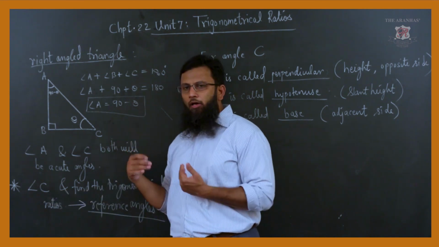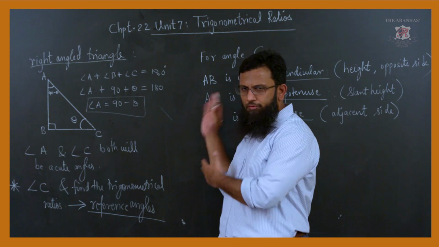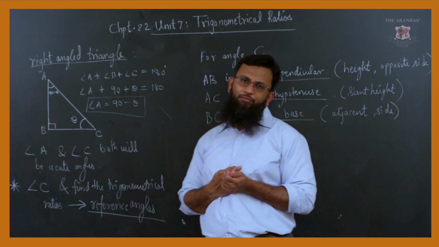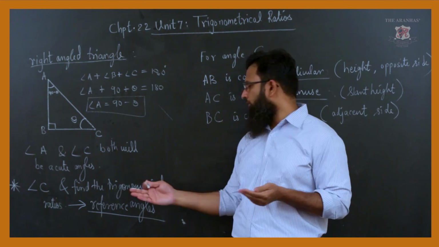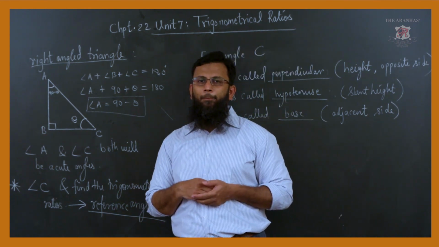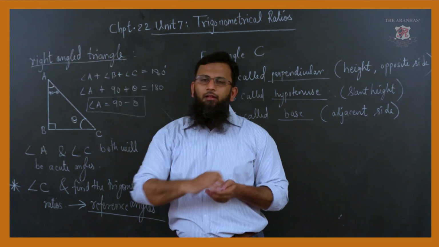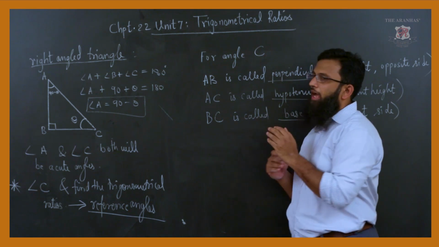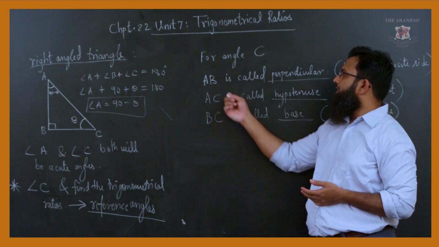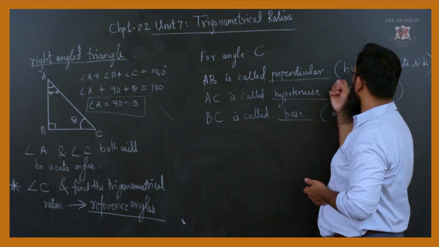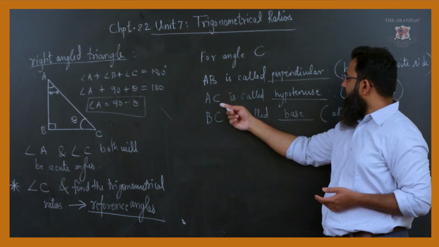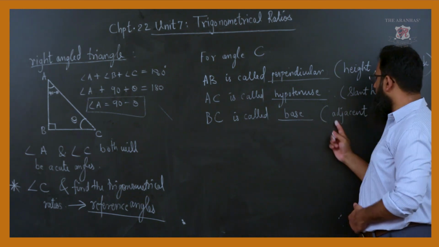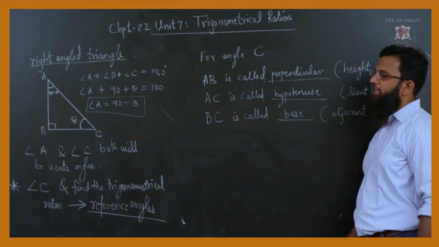If I am finding the trigonometrical ratios, which we will see later, by taking C as the main angle, then this angle C is also called the reference angle. If I take A, then A will be called the reference angle in that case. So for angle C, I have labeled the sides: AB is called perpendicular, which is also called height and opposite side. AC is called hypotenuse, that is the slant height. BC is called base, that is the adjacent side.